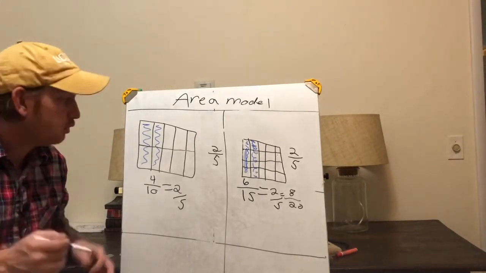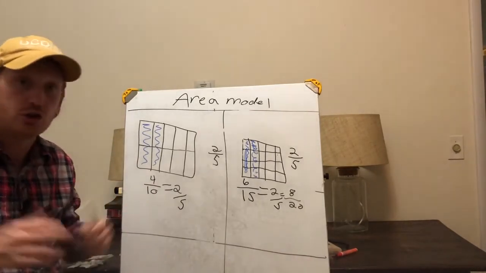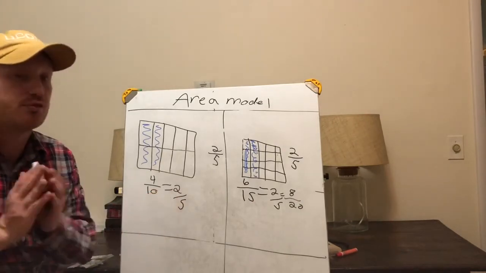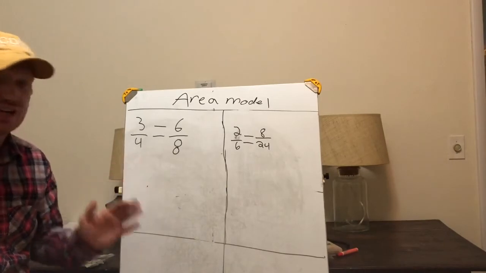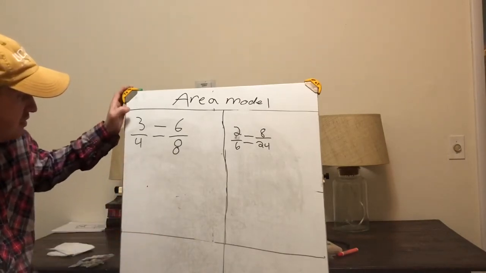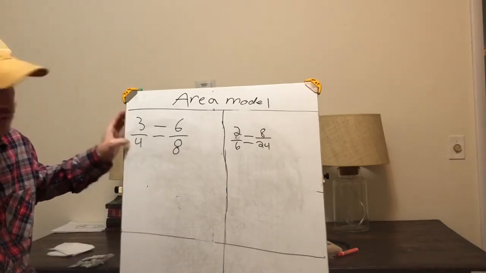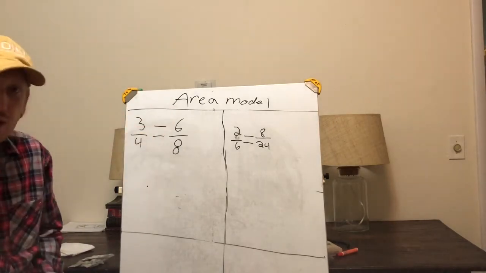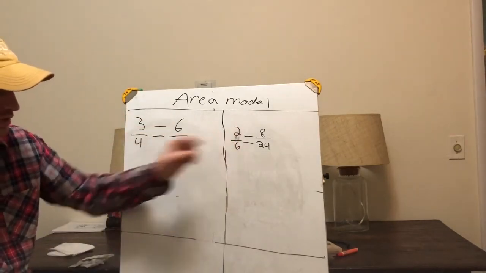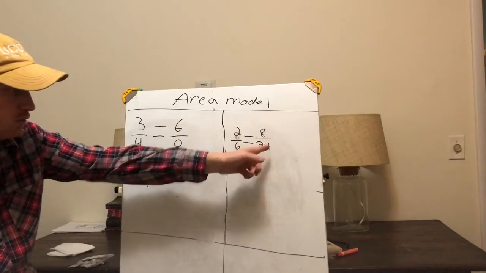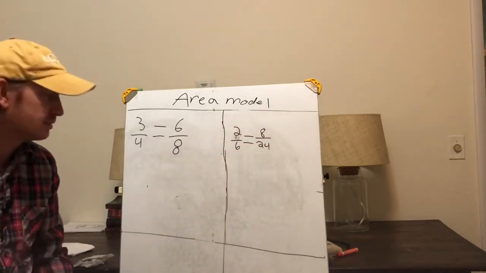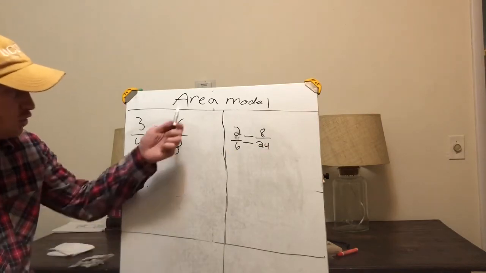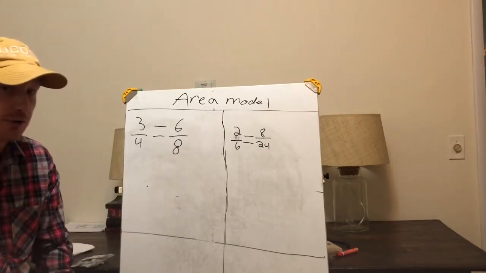All right, now we're going to use this area model to look at two fractions and prove that they are equivalent. So here I have two fractions that I'm saying are equivalent. I'm saying that 3/4 is equivalent to 6/8. And I'm also saying that 2/6 is equivalent to 8/24. We're now going to prove that I'm right, using the area model.